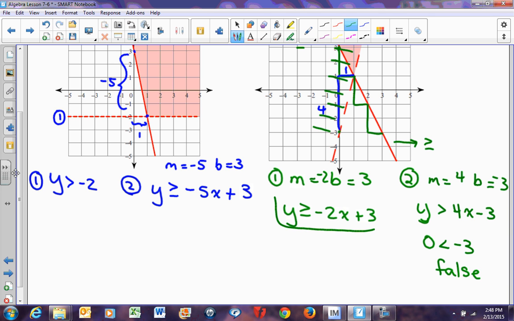So here's our two inequalities. There's the first one. Here's the second one. So that's solving systems of linear inequalities.